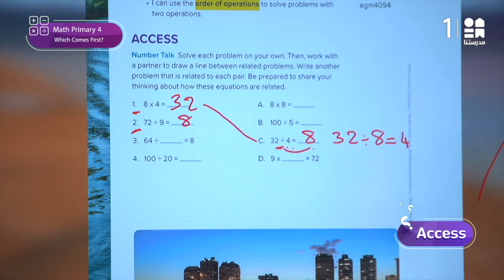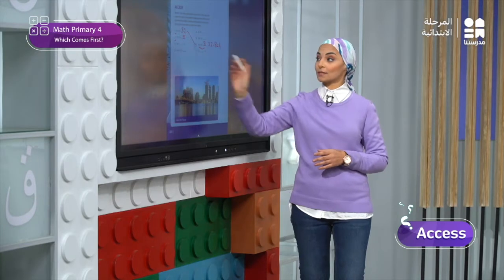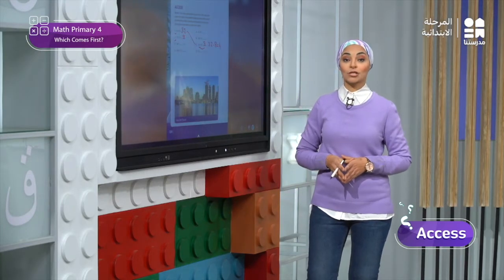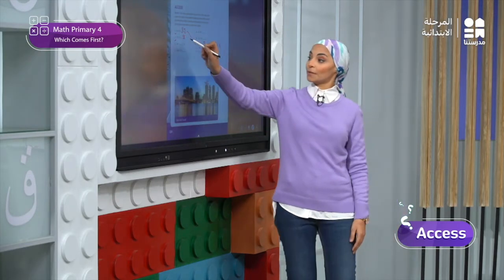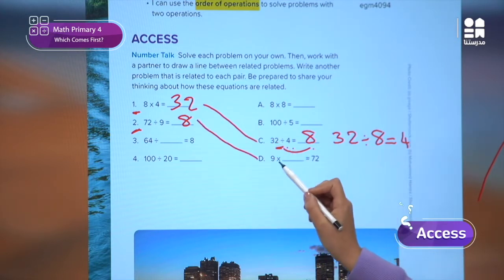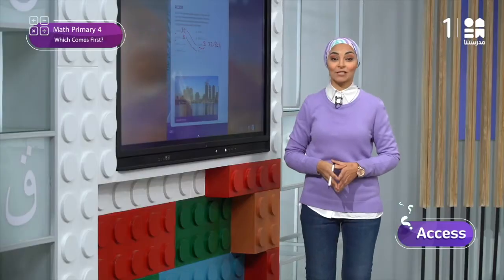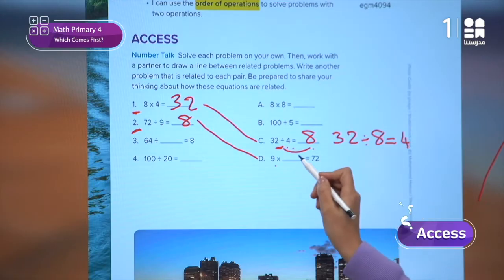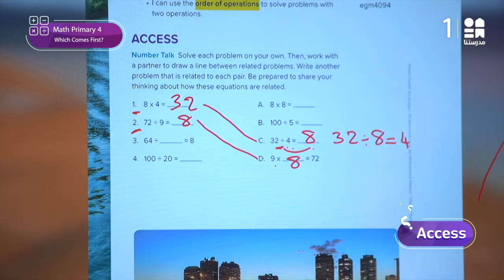Okay, the second step, I want to see the other equation which is related to this one in the second column. As you see here, problem D is related to this one. Why? Because he's asking me 9 times what gives me 72? Of course, 9 times 8 gives me 72, right?